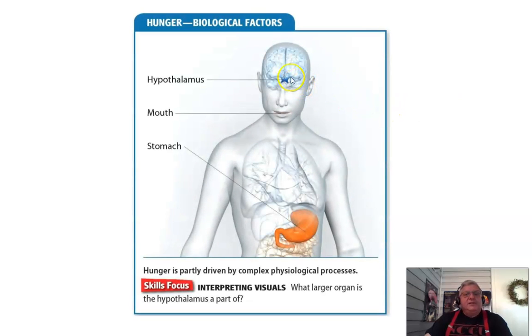So here in your brain is the hypothalamus, and your mouth is down here. Hunger is partly driven by the physiological process. So we eat, and it satisfies us, but the hypothalamus is driving you to do the eating.